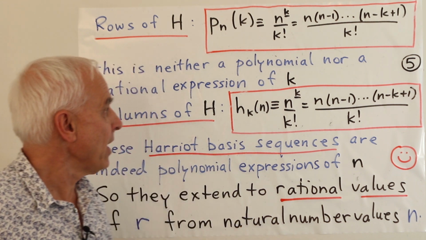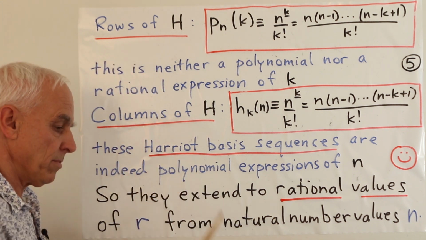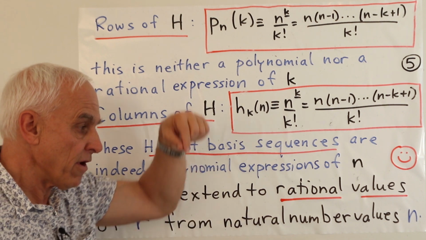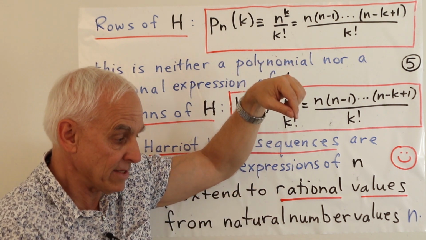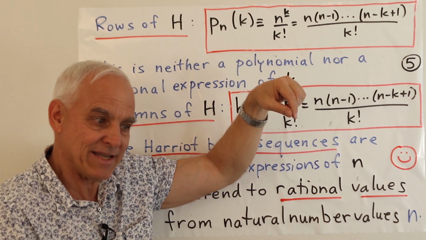However, when we look at the columns of H, so now we're fixing a column index, say k, and then looking down the column where the index now is n.